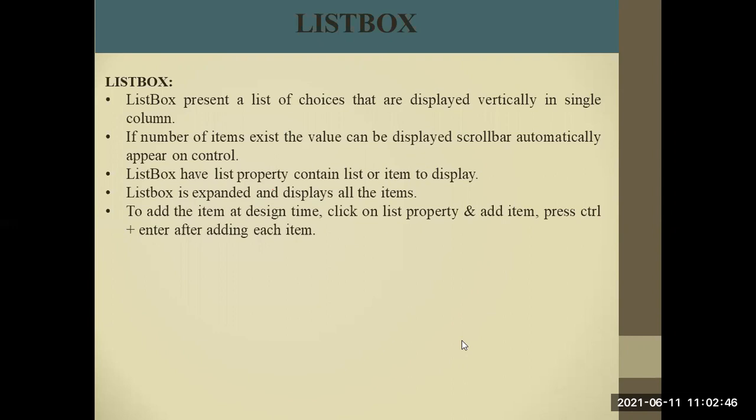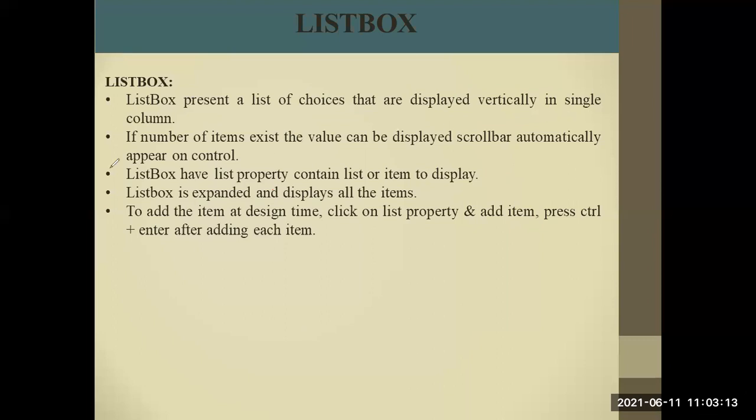So the list box will have a number of predefined inputs. Instead of giving the input in a text format, the user can directly select an input from the list box. Now let's understand the different properties and events associated with the list box. The list box presents a list of choices that are displayed vertically in a single column.